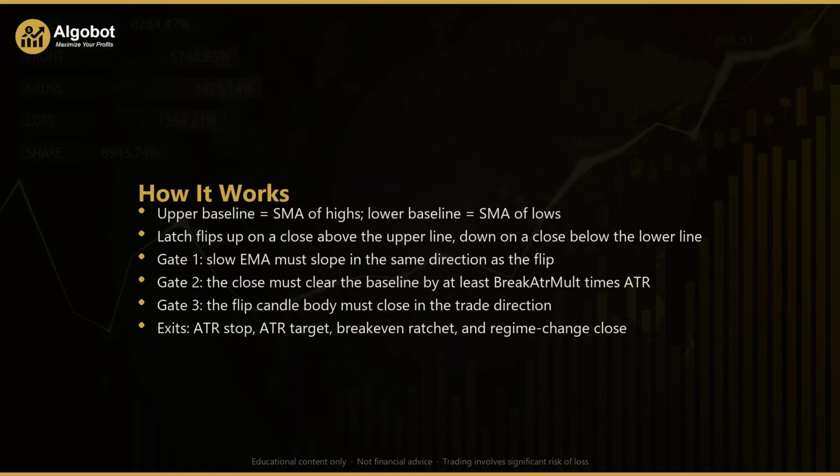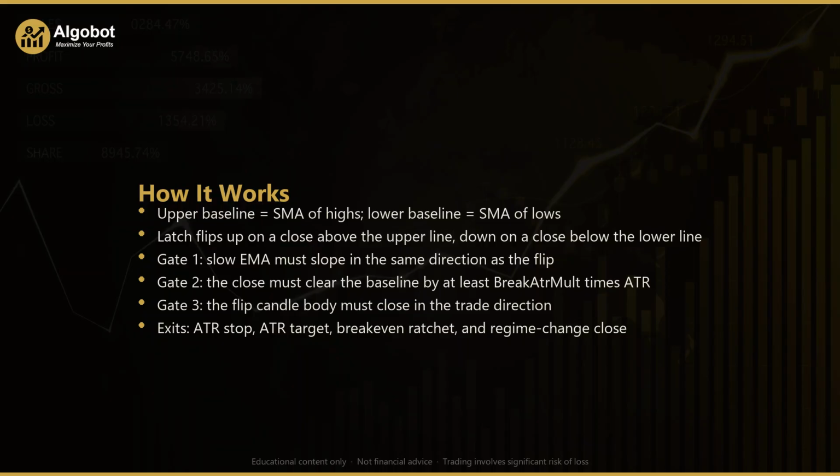Now let's walk through the exact logic step by step. On each newly closed bar, the strategy recalculates the 2 channel baselines and reads the average true range, a common measure of volatility. It then checks where the just closed bar finished. If that close is above the upper baseline, the latch is set to the up regime. If the close is below the lower baseline, the latch is set to the down regime. If the close is between the 2 lines, the latch holds whatever it was before. When the latch changes value, we call that a fresh flip. A fresh flip alone is not enough. Before the EA will signal a trade, that flip has to clear 3 gates.